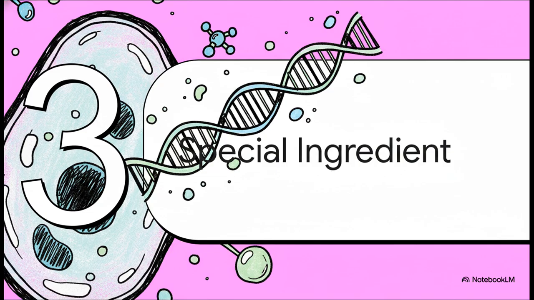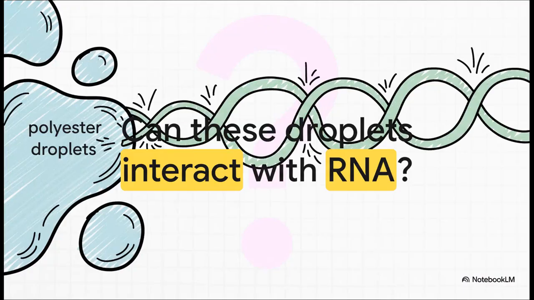So the next big challenge was to see if this primitive container could be upgraded to do something really useful, like interact with the most important molecule of them all, the code of life itself. And this is the million-dollar question, right? Could these little polyester droplets be tweaked so they don't just exist, but they actively pull in and hold on to RNA? Because if they could do that, it would be a massive step toward a real, functioning protocell.